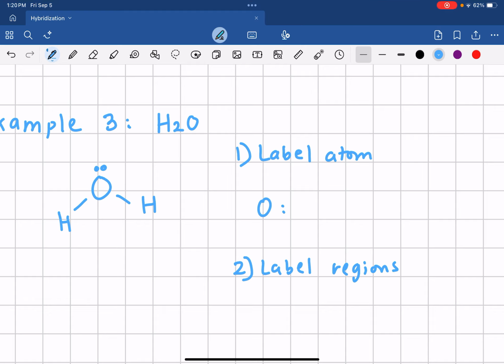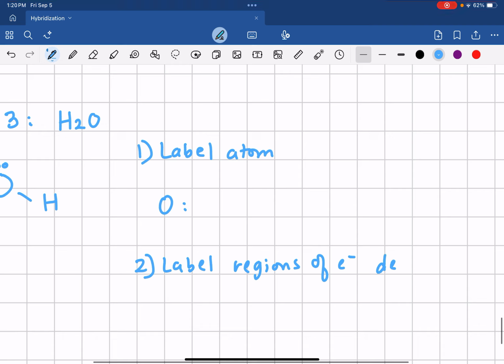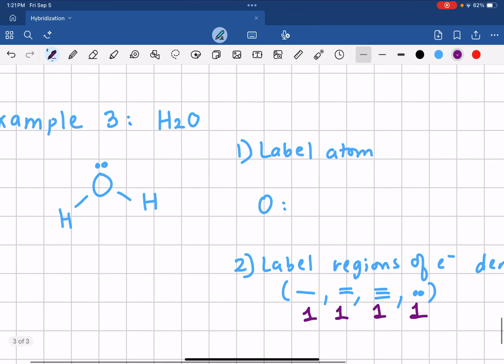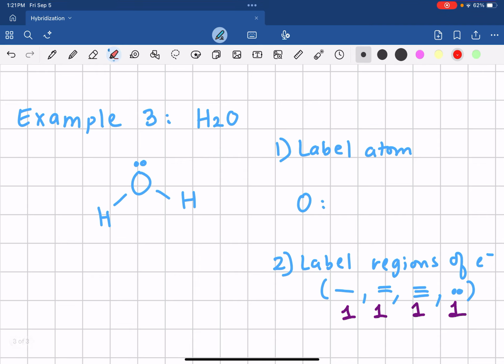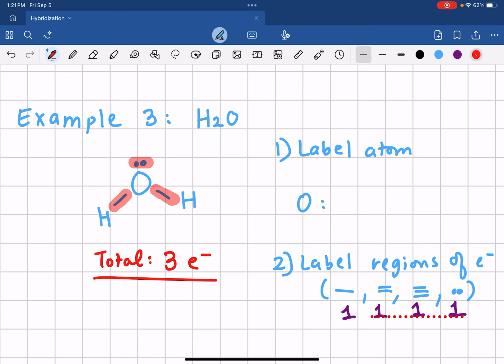Okay, now let's go to the second step of our rule, which is label the regions of electron density. This includes single bond, double bond, triple bond, or lone pairs. Regardless, each one of them counts as 1 electron density. Okay, let's go ahead and label it. I have 1 single bond, and I have another single bond. That counts so far as 2 electron densities. And we cannot forget my lone pairs. Counting that makes a total of 3. I have 3 electron density regions.